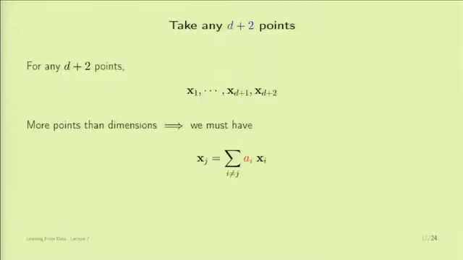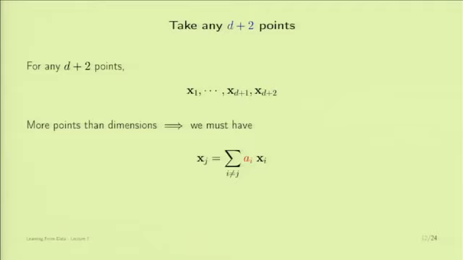Therefore, we must have that one of them will be a linear combination of the rest. So you take x_j, whichever it might be, and it will be equal to the sum over the rest of some coefficients that I don't know times those vectors. This will apply to any set you choose. And this is the property that I'm going to use in order to establish what I want.